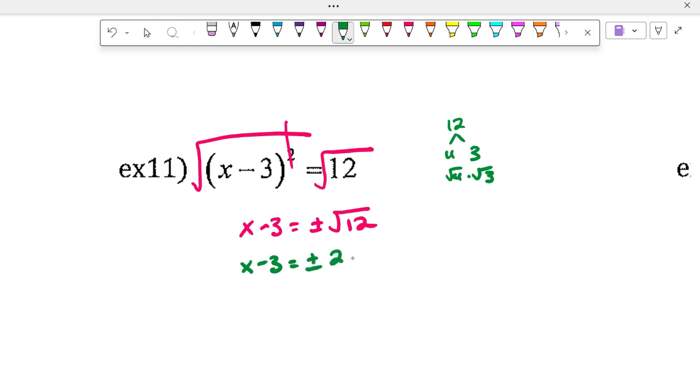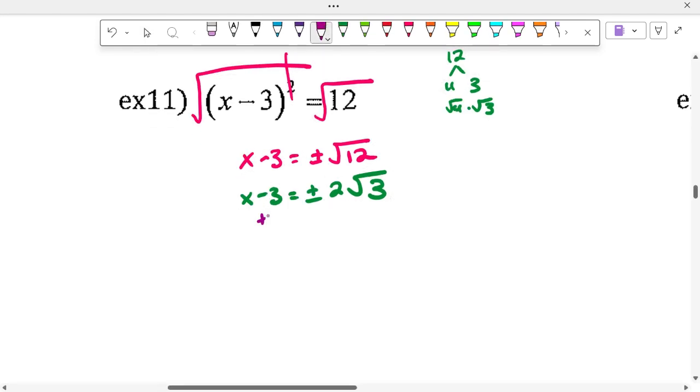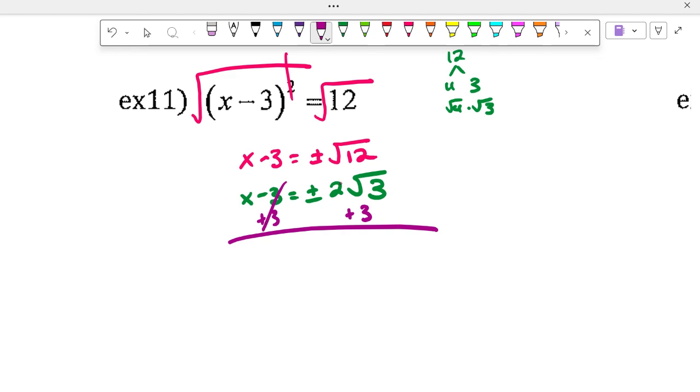Plus or minus 2 square root of 3. And then what's my last step? Add a 3 to both sides. Now, you will not add this 3 to that 2. You will not add this 3 to that 3 under the radical.